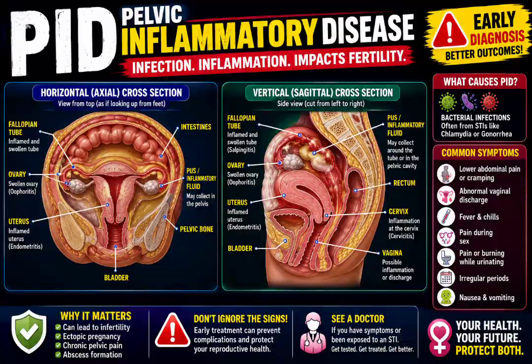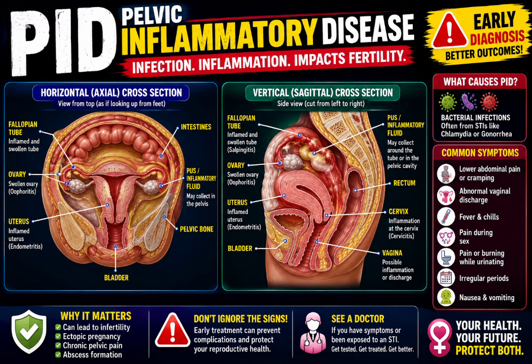Ovaries. PID can also involve the ovaries. Inflammation of the ovary is called oophoritis. In severe cases, infection can involve the tube and ovary together and form a tubo-ovarian abscess, which requires medical attention. Uterus. PID can also cause inflammation of the uterus and its lining, known as endometritis.